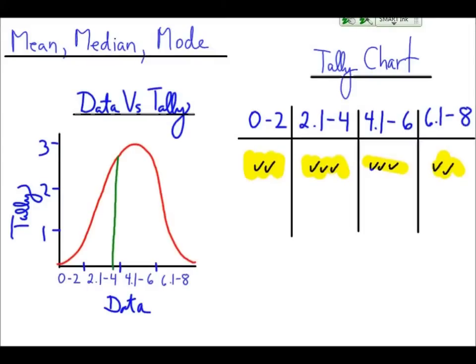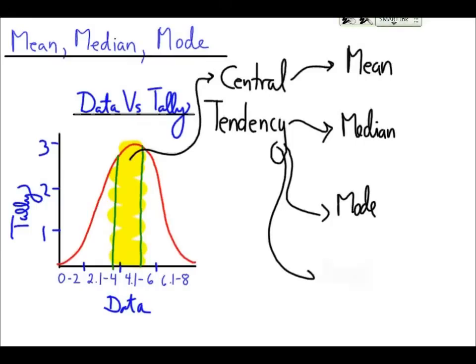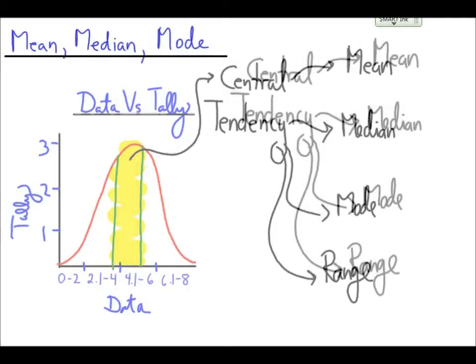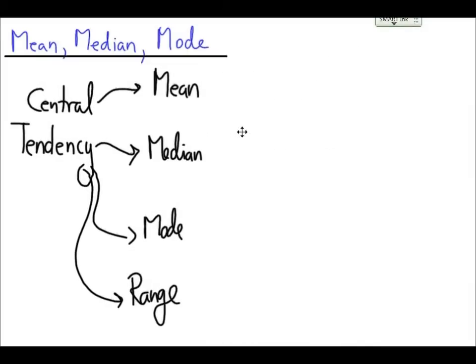These bars seem to make the shape of a bell curve. And when we're talking about mean, median, and mode, what we're talking about is this yellow area in the middle of a bell curve. That middle area we're going to refer to as the central tendency. And mean, median, mode, and range are ways to measure this central tendency. So let's talk about how to figure each one out.